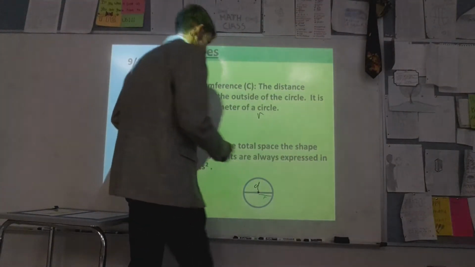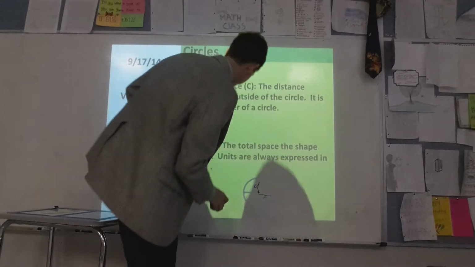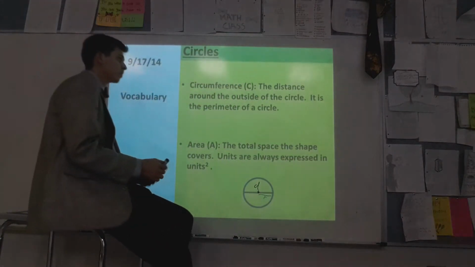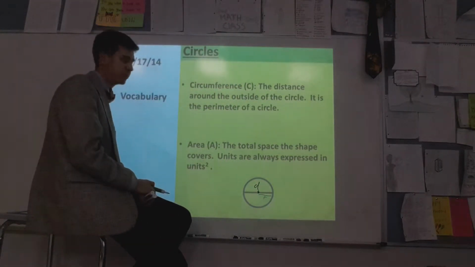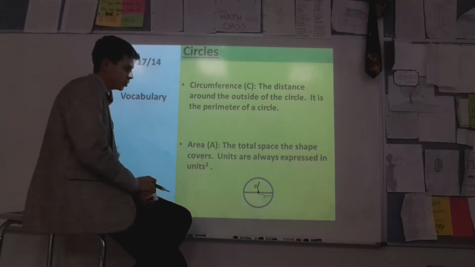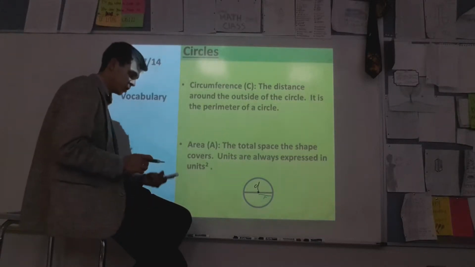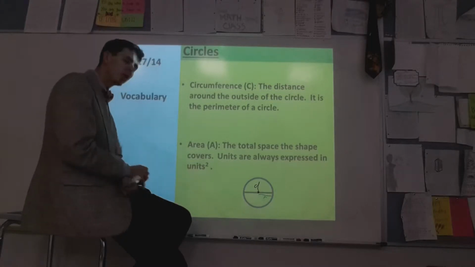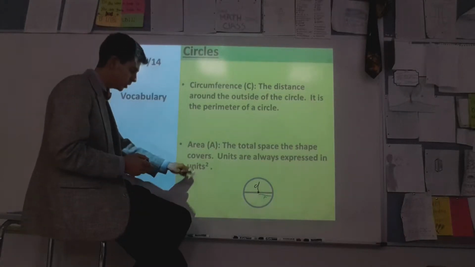Next slide is on circumference and area. Circumference is the distance around the outside of the circle. It is the perimeter of the circle. The area is the total space the shape covers. It's important to note that units for area are always expressed in units squared.